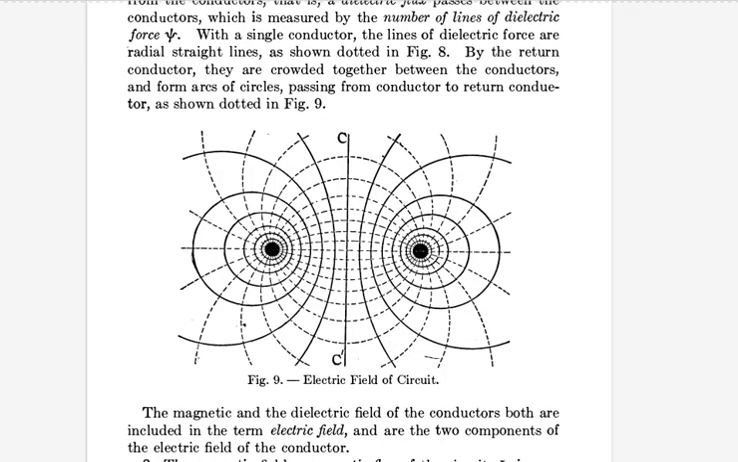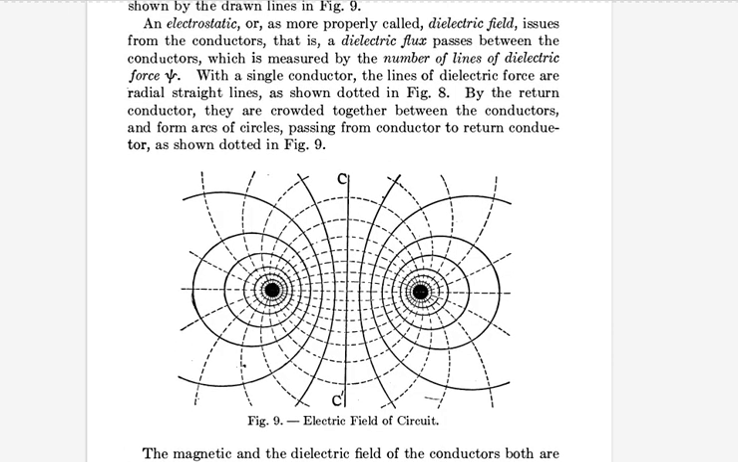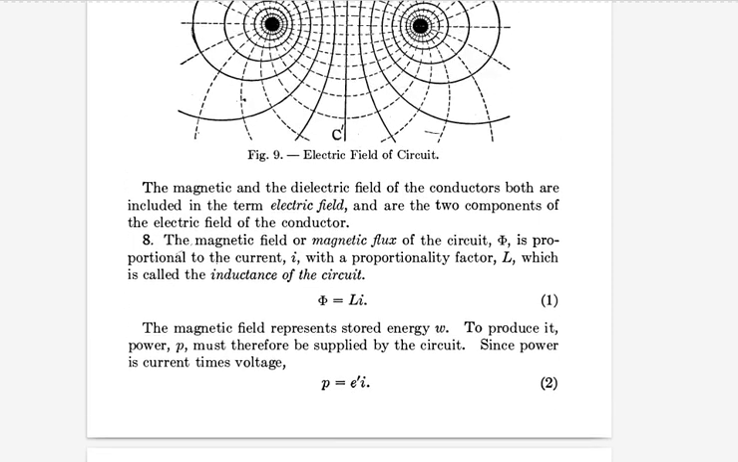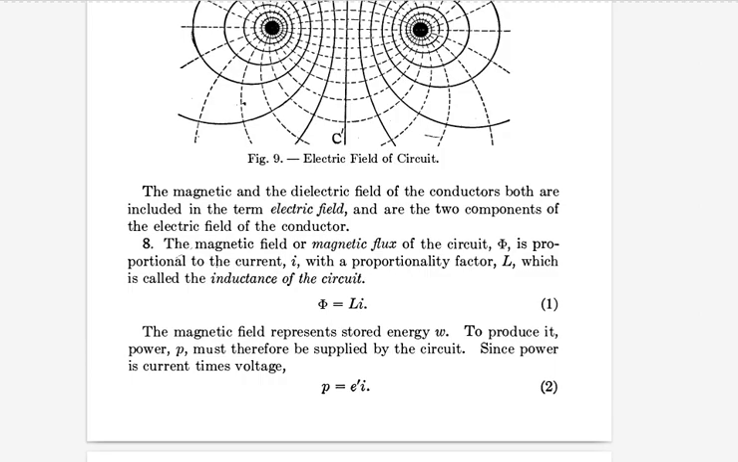An electrostatic, or, as more properly called, dielectric field, issues from the conductors, that is, a dielectric flux passes between the conductors, which is measured by the number of lines of dielectric force, psi. With a single conductor, the lines of dielectric force are radial straight lines, as shown dotted in Figure 8. By the return conductor, they are crowded together between the conductors, and form arcs of circles, passing from conductor to return conductor, as shown dotted in Figure 9. The magnetic and the dielectric field of the conductors both are included in the term electric field, and are the two components of the electric field of the conductor.